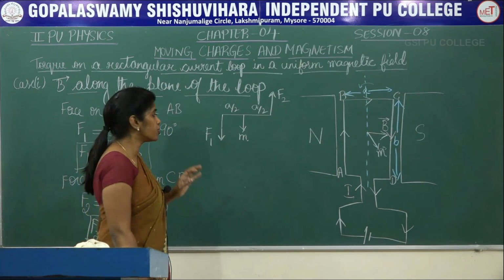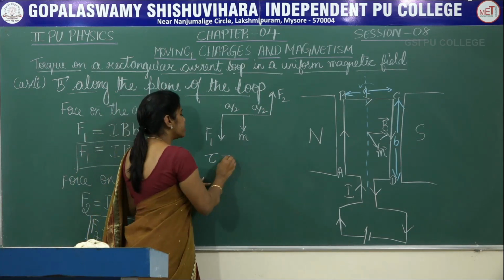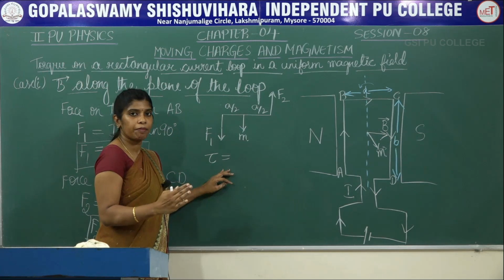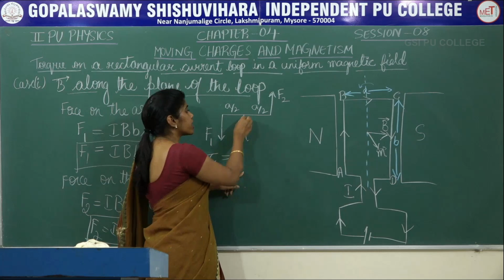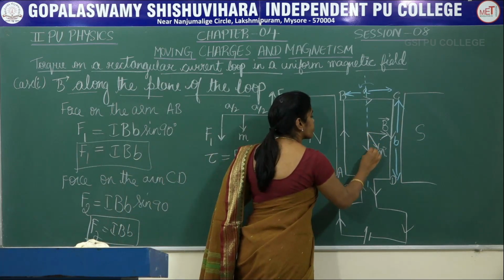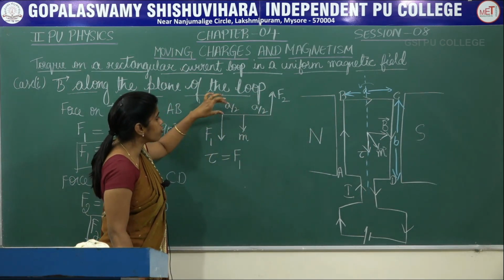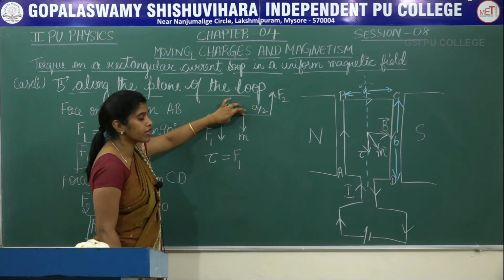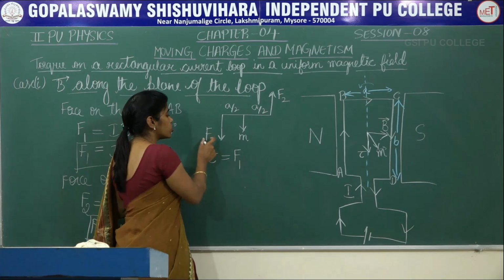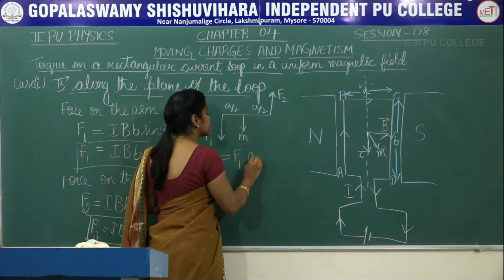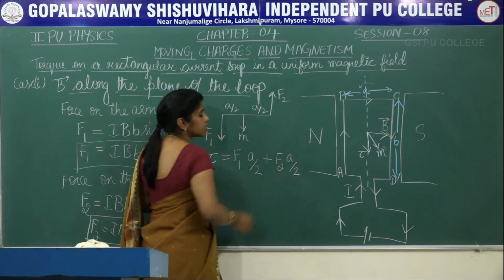Now let us write the torque. Torque is represented by the letter tau, and torque is equal to the force into the perpendicular distance. Now the force is F1. So the torque is acting along this line. Therefore, I am going to find the torque at this point. So the torque is given by force into the perpendicular distance. The force F1 into the perpendicular distance a by 2 plus the force F2 into the perpendicular distance a by 2.